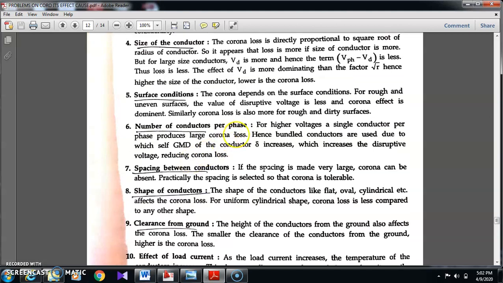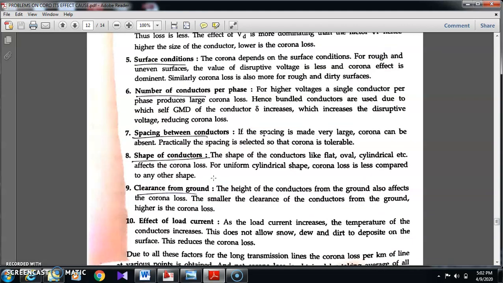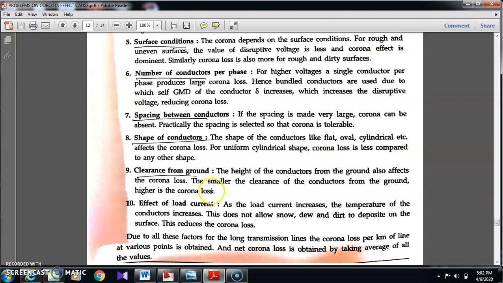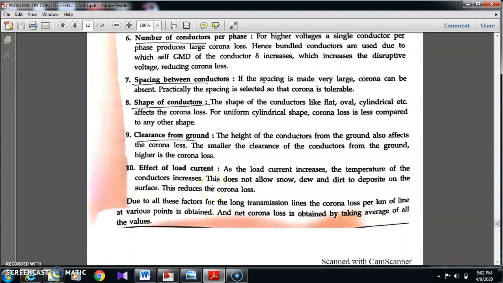Number of conductors per phase: bundled conductors have to be used here. Spacing between the conductors has to be maintained, and it should be more. Shape of the conductor: for a uniform cylindrical shape, corona loss will be less; for flat and oval shapes, obviously more. Clearance from the ground should not be less, it should be high, so loss can be reduced. And load current has to be maintained here. If it is not maintained, corona loss will be there, obviously.